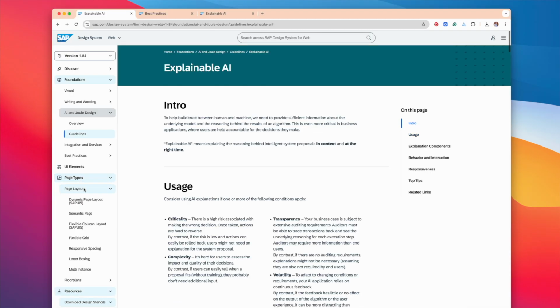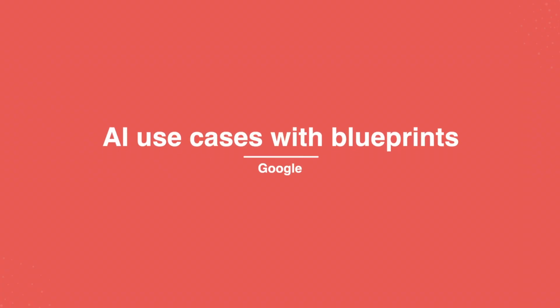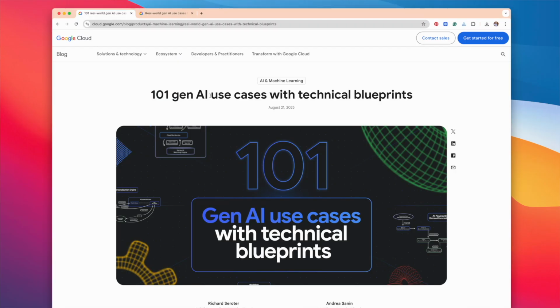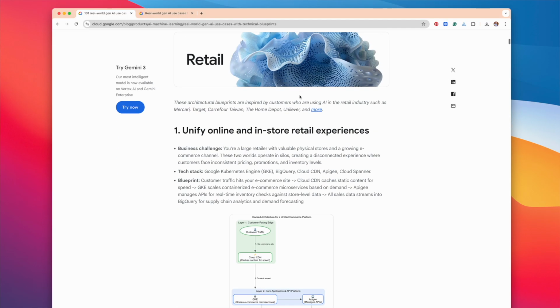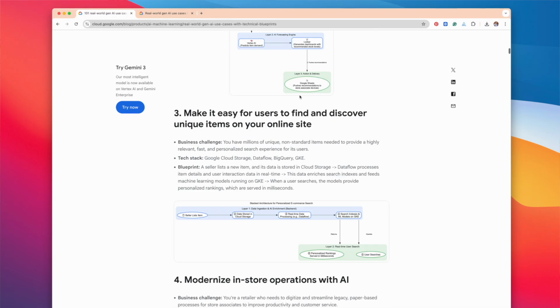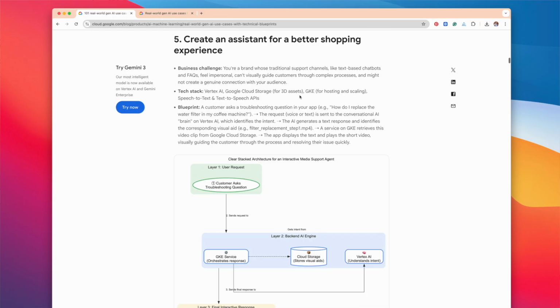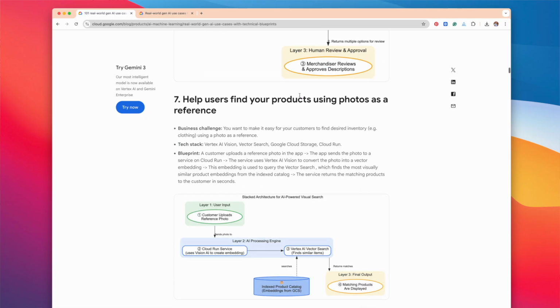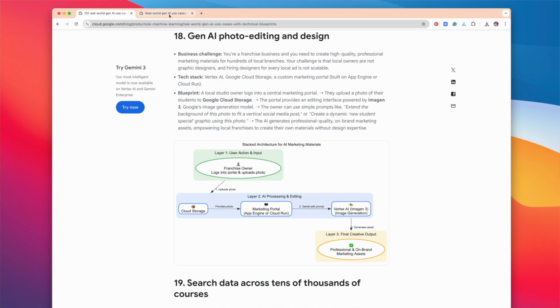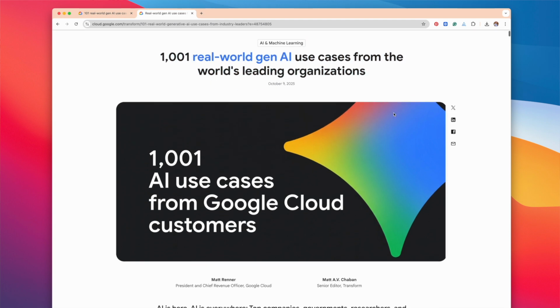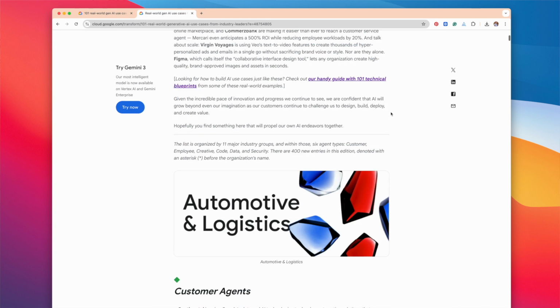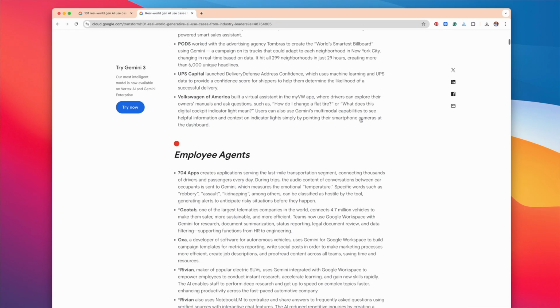in high-stakes enterprise decisions. And lastly, Google Cloud published over 100 architectural blueprints as practical starting points for AI projects covering domains such as retail, healthcare, and finance. Each blueprint shows a design pattern with a corresponding tech stack to solve real challenges, from automating document summarization to preventing fraud. It's a technical complement to their over 1,000 customer use cases, offering UXers concrete examples of how AI is being implemented in products across industries.